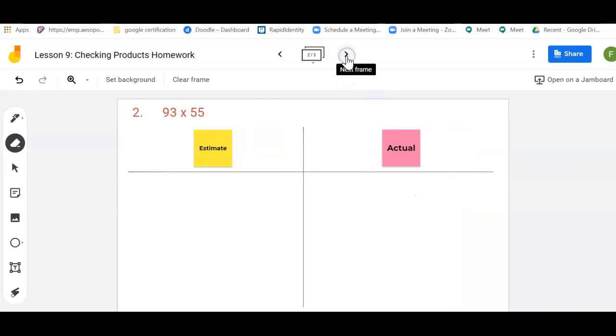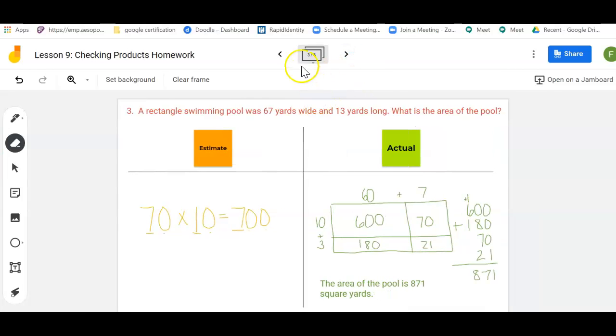So that's number 1. The second one, 93 times 55. Estimate and you solve the actual problem here using, again, the method of your choice: area model, algebraic notation, or expanded notation. And there's the last one here. And I've already gone ahead and done this one for you. So estimate right here, actual right here. So if you want to use number 3 as a kind of a guide for you, if you run into any trouble with the first 2, just go to the third one and it can help you.